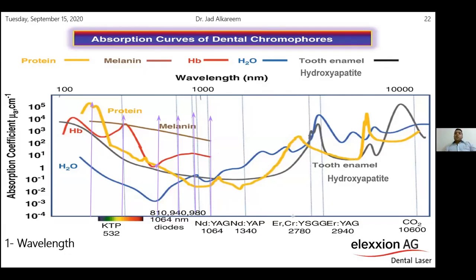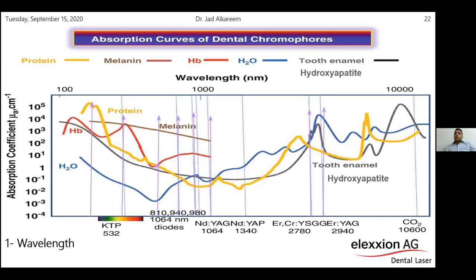Then we go to the erbium chromium YSGG. You can see it has a very high absorption into the hydroxyapatite, water, and protein, but it has very, very low absorption into the soft tissue. So this laser is mainly going to target the hard tissue. You can use it to cut the dentine, the enamel, you can cut the bone, but of course you have to measure the power correctly to do that function. It has a wavelength of 2780 nanometer.